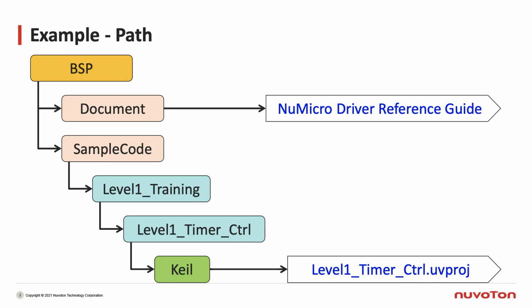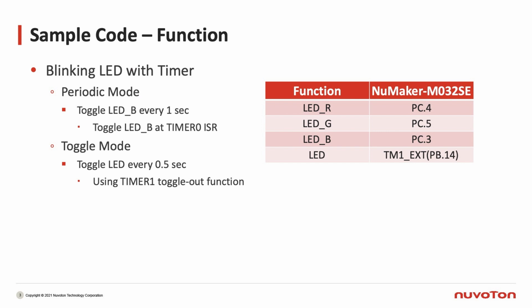The path of timer sample code is under BSP, sample code, Level 1 training, Level 1 timer control, Keil, this folder. The project file, Level 1 timer control, is the sample code of timer. In this demo, we will show two operation modes among timer's four operation modes. They are periodic mode and toggle mode.